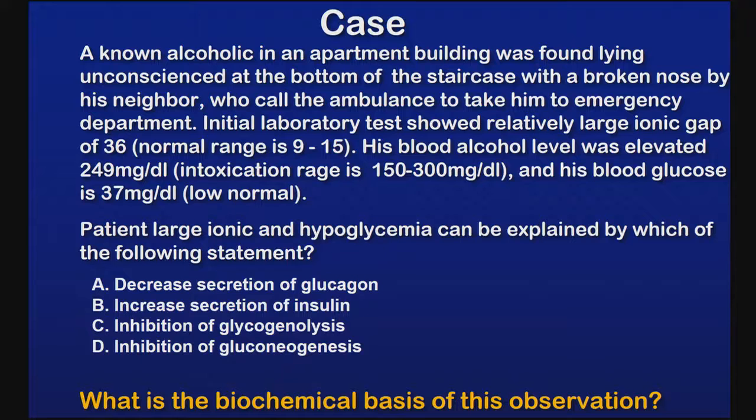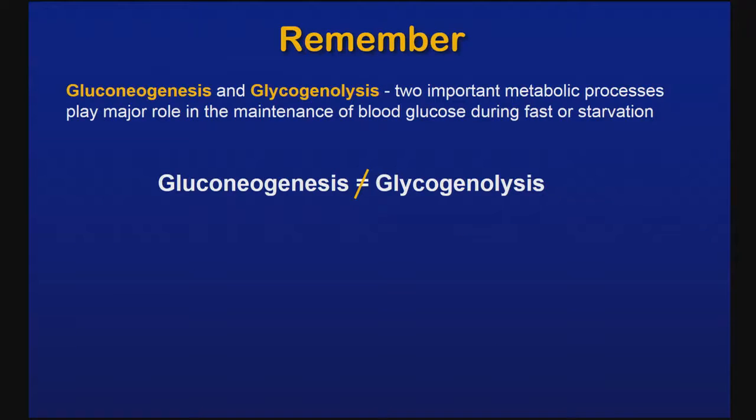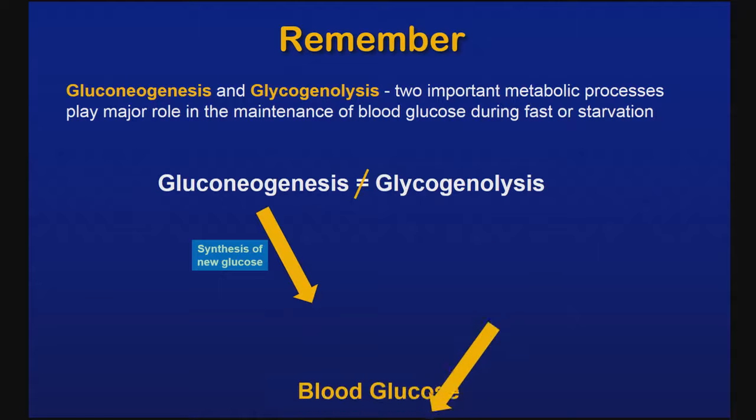Okay, so the patient has a large anion gap and also hypoglycemia. So what may be the explanation of this situation? What's going on? Okay, we're going to answer that, and then later on the biochemical basis of the hypoglycemia due to alcohol. I don't know if you had a chance to answer the question, but we're going to answer as we go, okay?